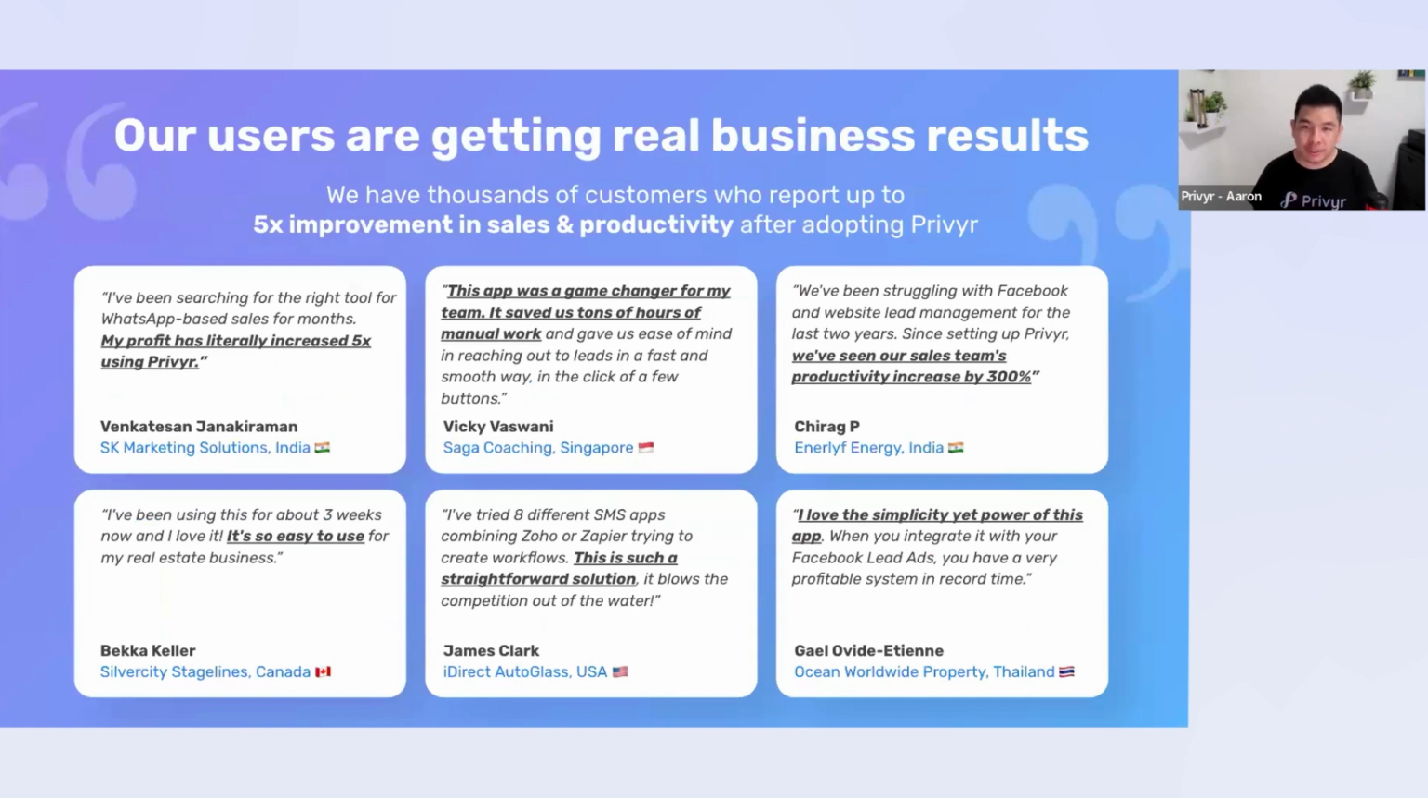Okay, and our users are really getting business results. Not only are they using Privyr on a daily basis, but a lot of our customers are reporting up to 5 times improvement in their sales and productivity after adopting Privyr. So here are some of the quotes. I won't go through all of them, but things like profits increasing by 5x, saving tons of hours of manual work every day, every week, seeing your sales team's productivity increase by 300%. It's very simple. It's very powerful. You'll see later. Anyone can use it, from large 100-person sales teams to solopreneurs running their own business as, let's say, a wedding planner. We're built for all of that.